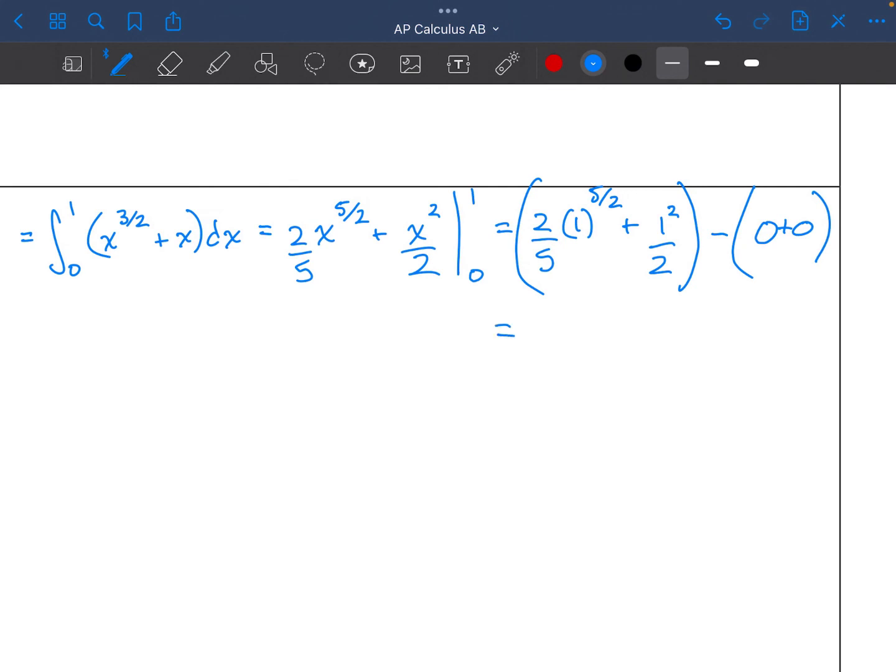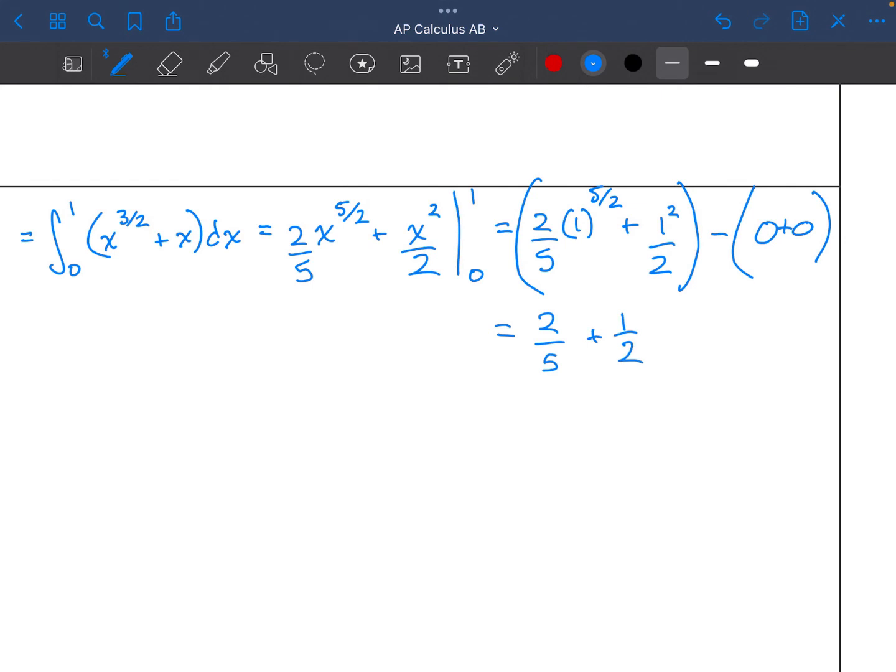I can simplify that pretty quickly. 1 to the power of anything is going to be 1. So right here, I just have 1. And 1 times 2/5 is 2/5. So I have 2/5.